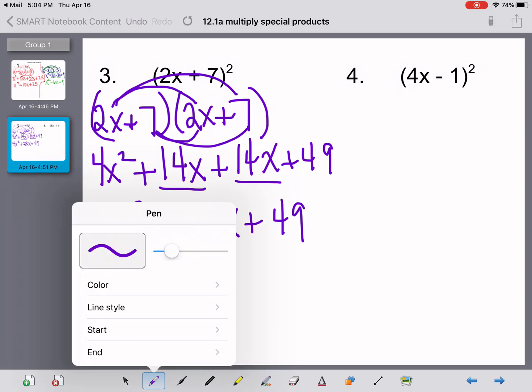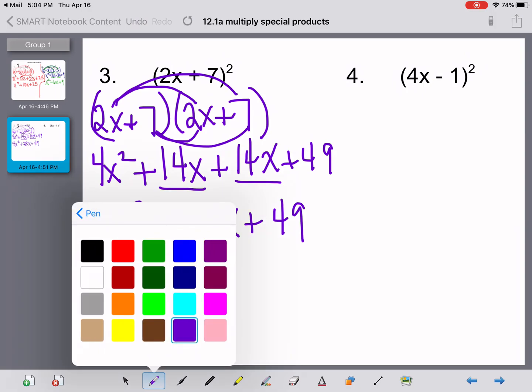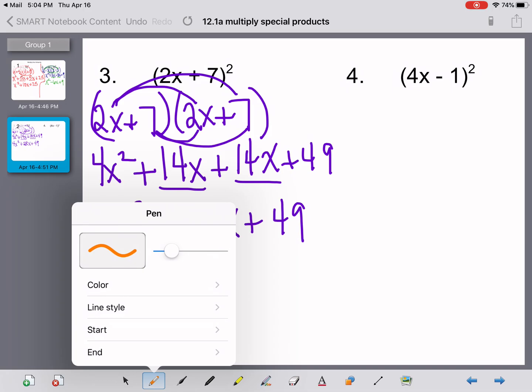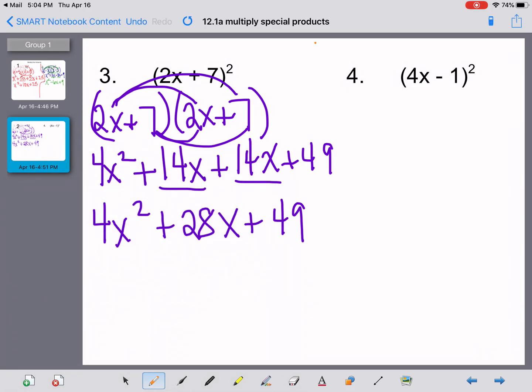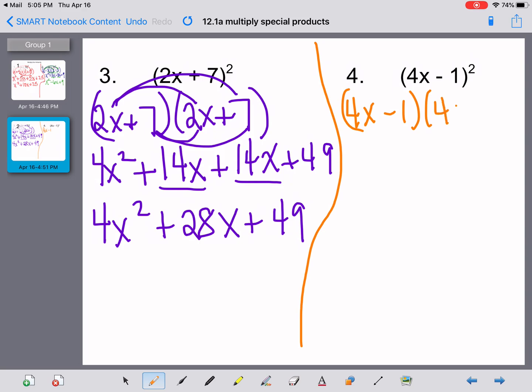And it's going to be the same thing on problem number 4. We just need to be a little bit more careful with our signs. I'll try to do better about explaining the signs as we go along. But 4x minus 1 squared is 4x minus 1 times 4x minus 1. And then we're going to multiply these two together.